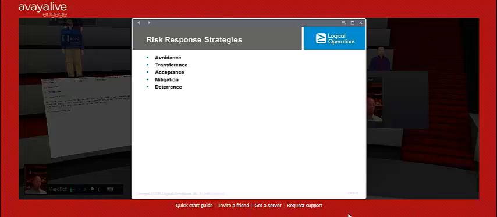So mitigation, again, the thing about mitigation is it has to be cost effective. You can't spend $10 to protect $5. You can spend $4 to protect $5. You can spend $3 to protect $5, but you don't spend $6 to protect $5. So again, your mitigation strategies have to be cost effective.